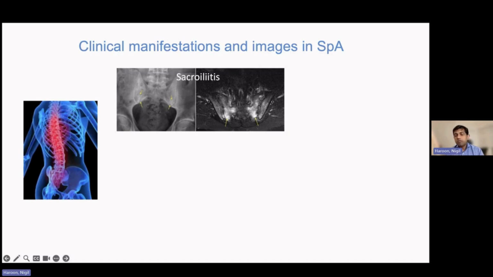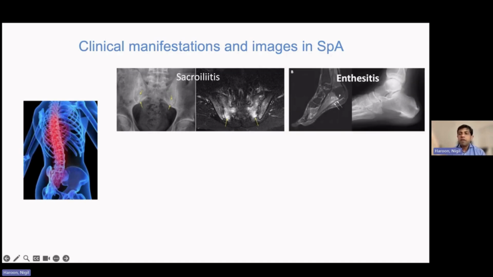But sometimes, it may be very early. Changes have not already happened in the SI joints and X-rays, or all patients don't develop structural changes. It's predominantly an inflammatory disease without much structural changes. In both situations, you need to do an MRI to look for inflammation. And what you see here bright is actual inflammation in the sacroiliac joints. And that is sacroiliitis, which can, in the correct context, be diagnostic for AS.